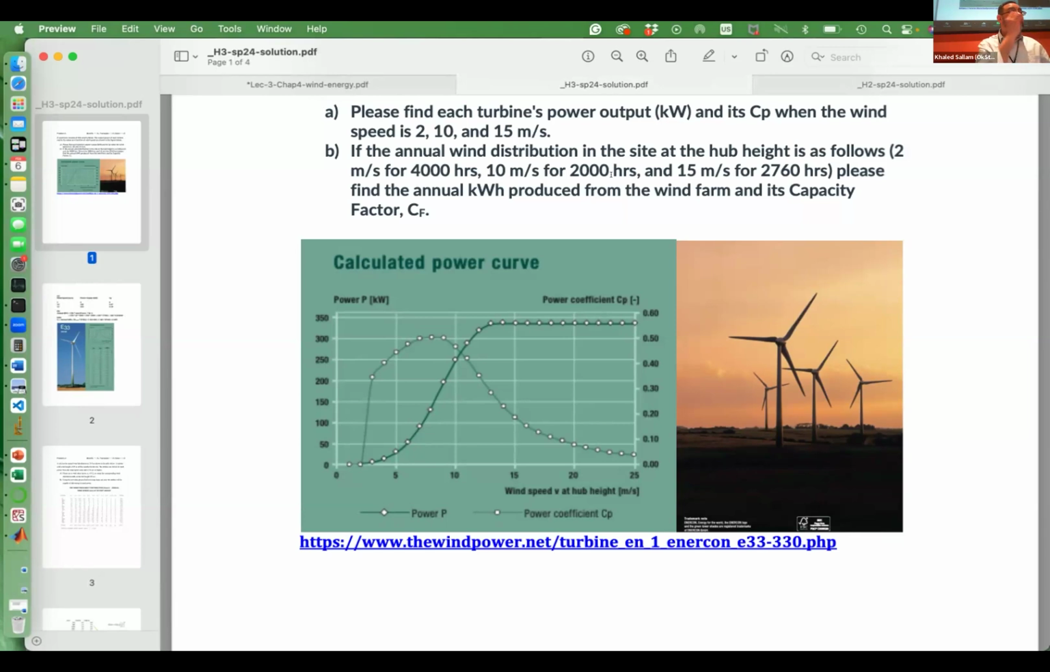So if the power output is 250 and this lasts 2,000 hours, how many kilowatt hours do we get? Multiply the kilowatts times the hours, you get the kilowatt hours from this wind speed, right? And then 50 meters per second, which is above the rated, you get the rated power for the remaining part of the year, because we know the total number of hours per year is 8,760. Wow, look at that. It's amazing.